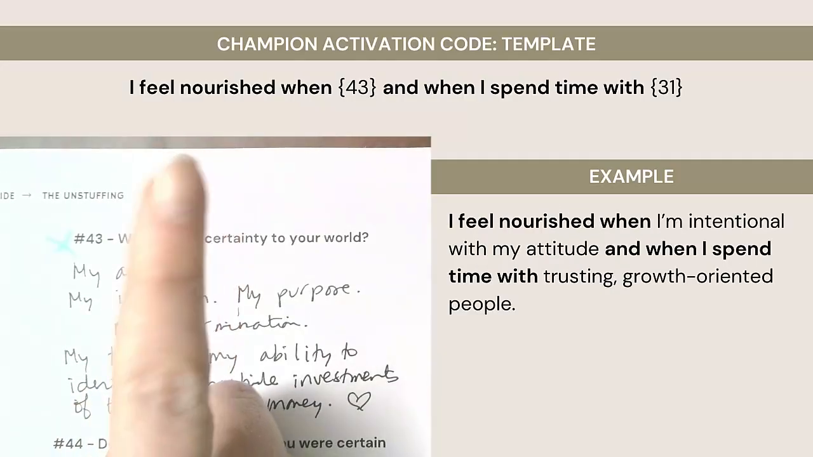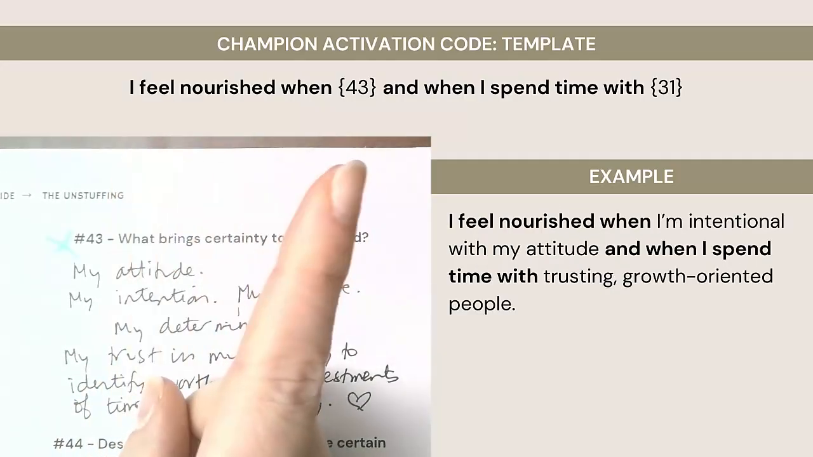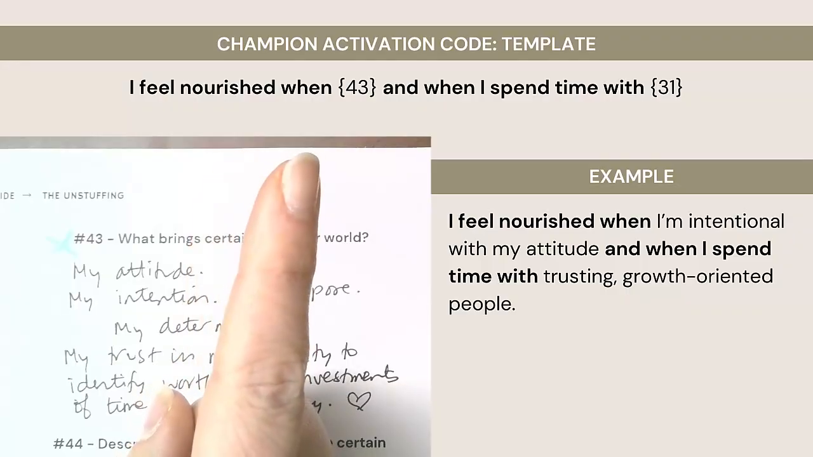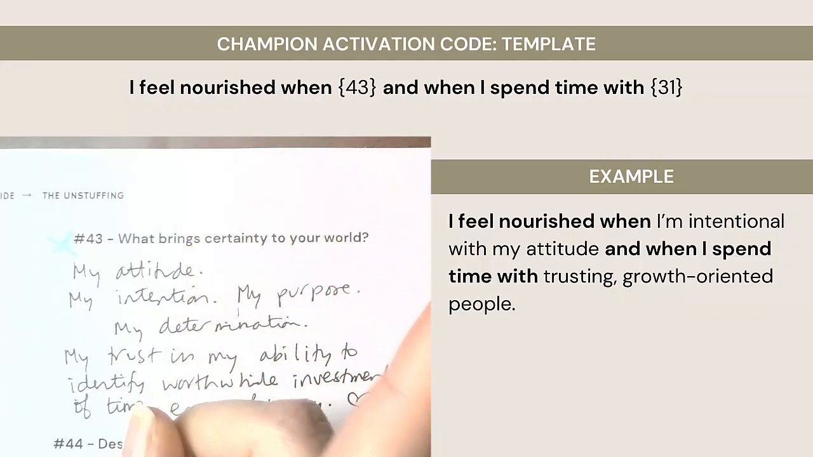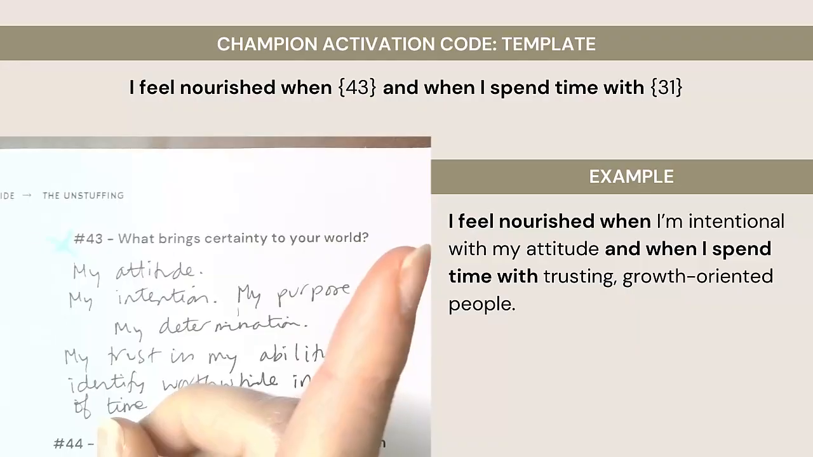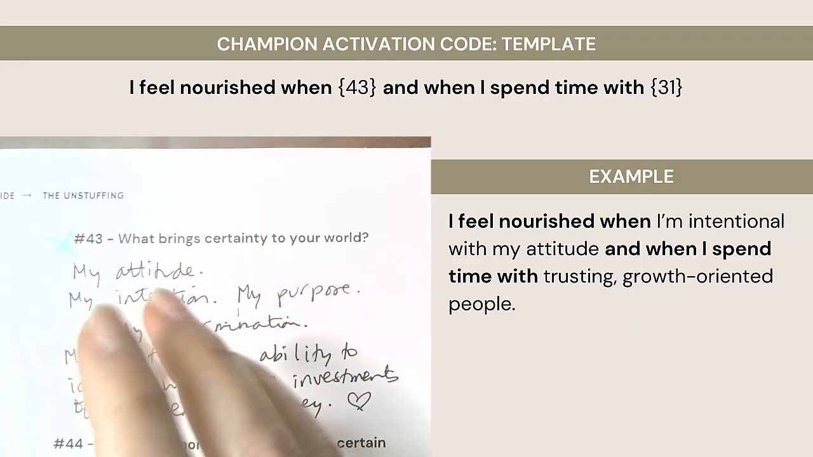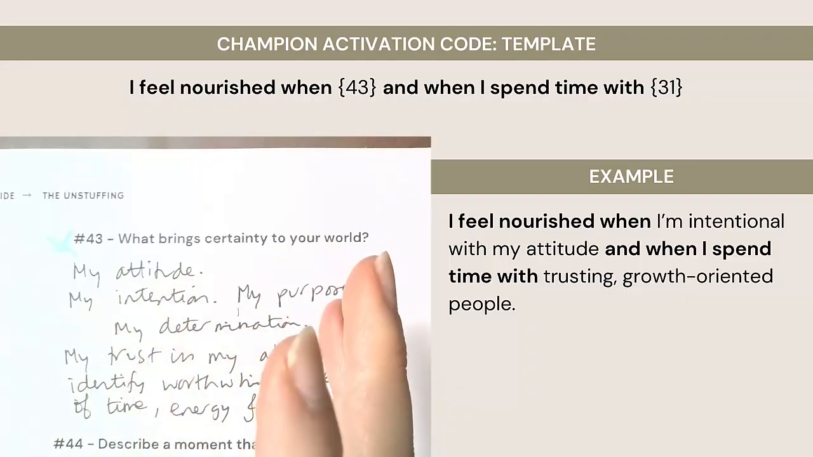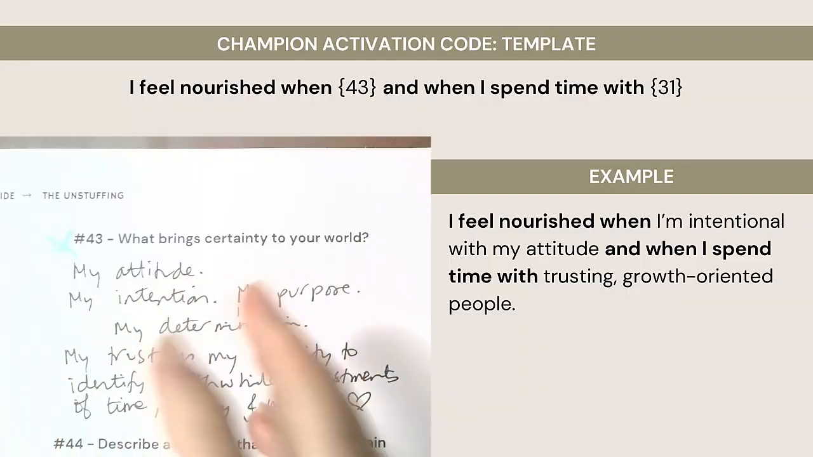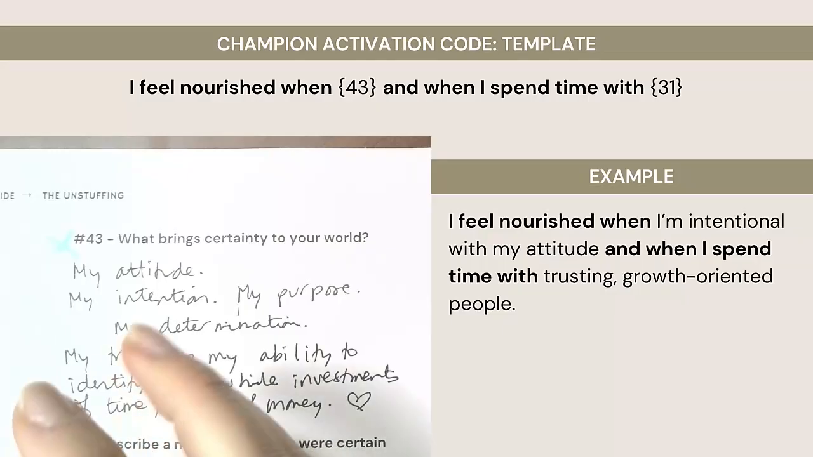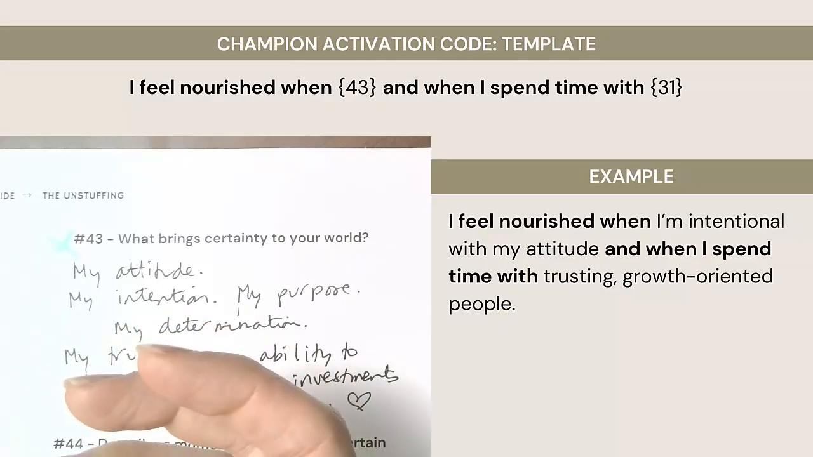Our next sentence is, I feel nourished when I'm in a situation like number 43 and when I spend time with people from number 31. This is a really powerful sentence because it expands and broadens your concept of nourishment to be more than just food, but a multi-sensory experience that actually feeds your soul.